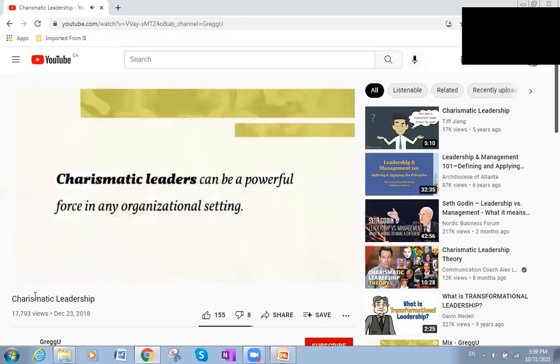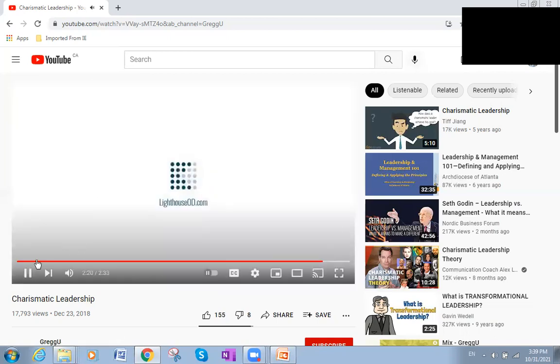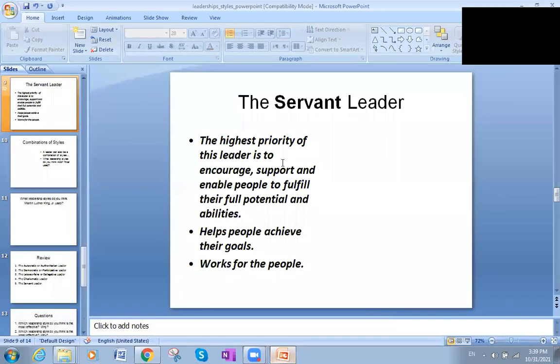The charismatic leader is characterized by these three fundamental attributes. As illustrated, these are behaviors resulting in envisioning, energizing, and enabling. Charismatic leaders can be a powerful force in any organizational setting. So this is about the charismatic leader. This was the first kind.